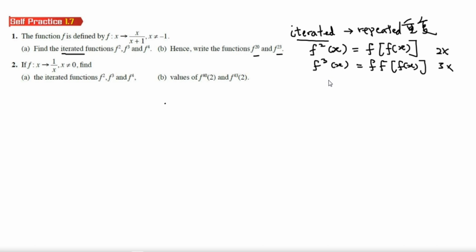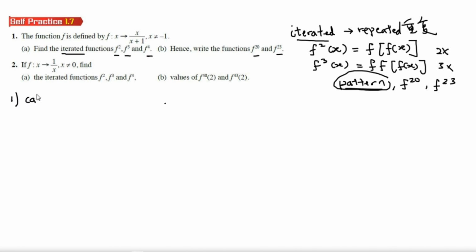So we must be able to see the pattern. So from the pattern, we try to find out what is f20 and also f23. What kind of pattern? So to see the pattern, we must start with repeated function f2, f3, f4, and then from there we do our observation to find the pattern. Okay, let's start now.